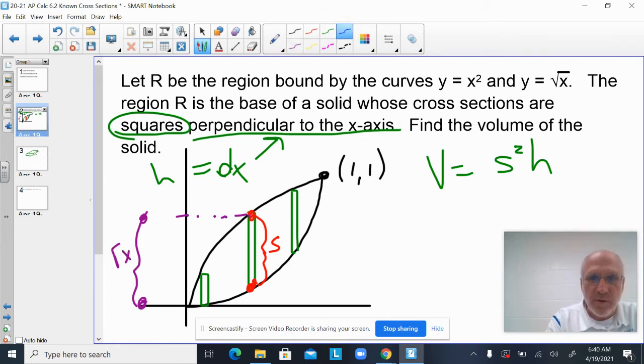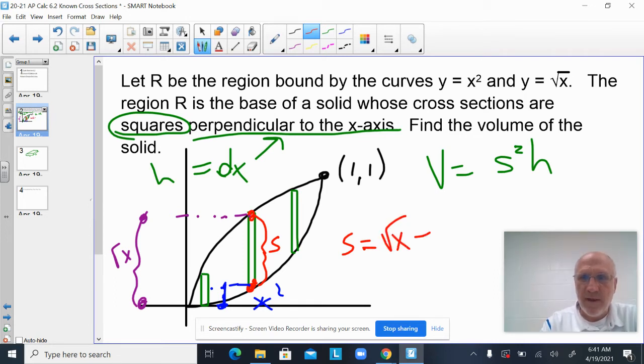And if I change to blue, the smaller distance, which is from 0 to there, that distance right there is the y value of the lower curve. That's x squared. So I put all that together, and my side length becomes the difference in those two y values, which is root x minus x squared.